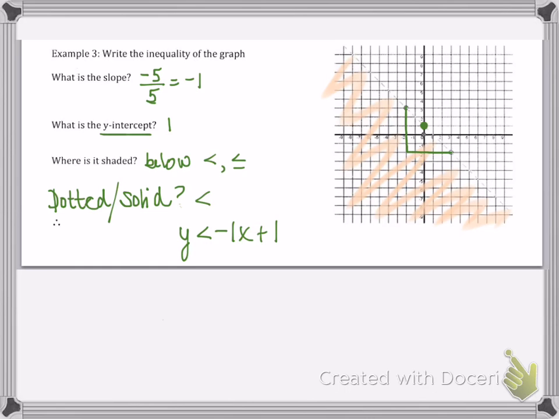And then the last thing you want to do is pick a test point to plug in and make sure that it gives you a true if you pick something in the shaded region. Now 0, 0 is in the shaded region, so I'm going to use that. If I plug in 0, 0 to my original inequality, I'm going to get 0 is less than -1 times 0 plus 1, or 0 is less than 1, which is true. And because it's true, I know that it should be in the shaded region, which it is.